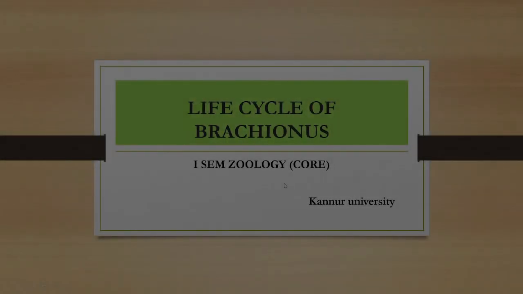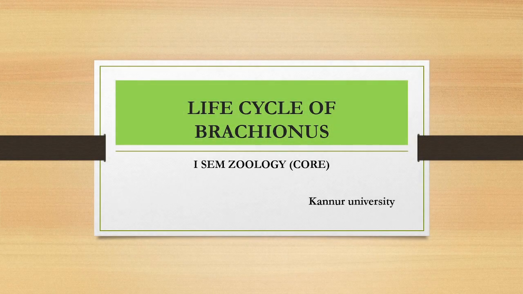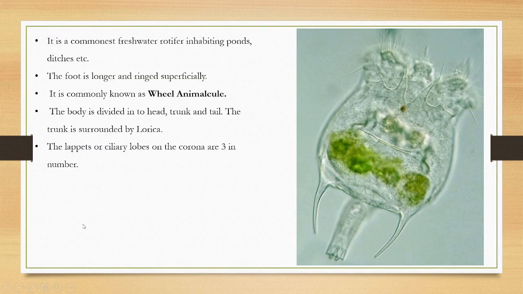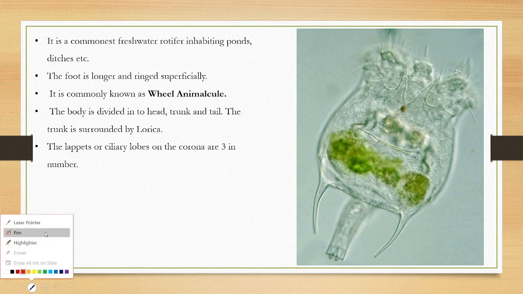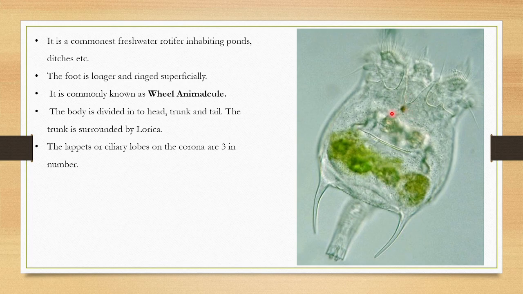So in this video, we are going to discuss the life cycle of Brachionus and its general salient features. So this is the structure of a Brachionus. This is inhabiting or found in the freshwater, ponds and ditches. The body is divided into three regions. So this region is called the head region. This is the trunk region. This one is the larger region called the trunk, and the last one is called the tail region.